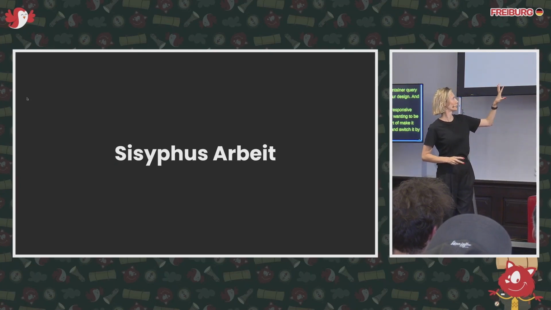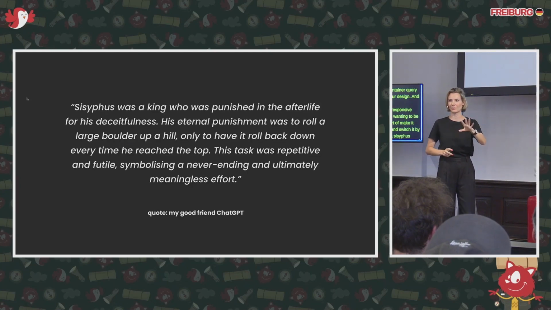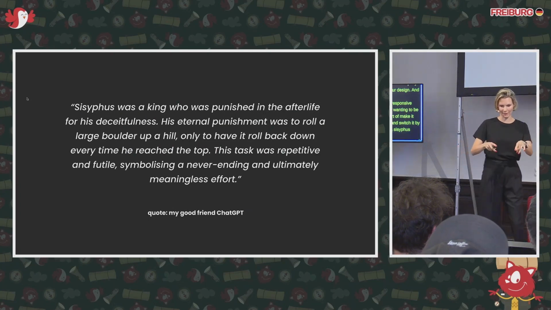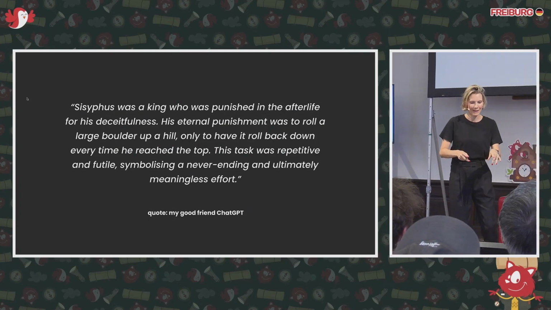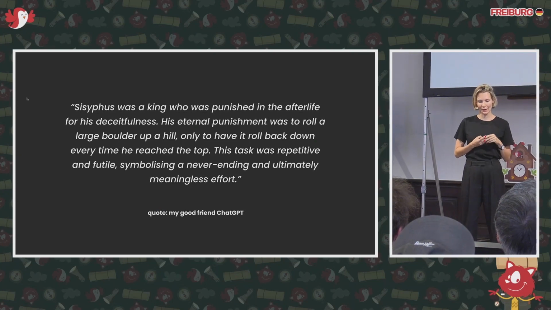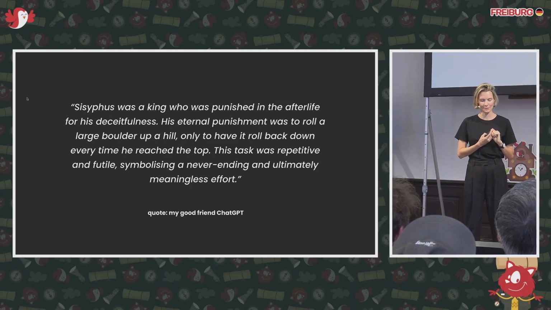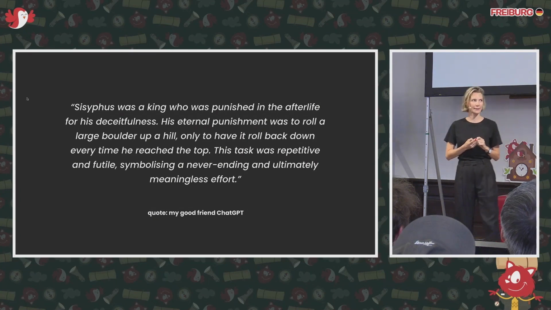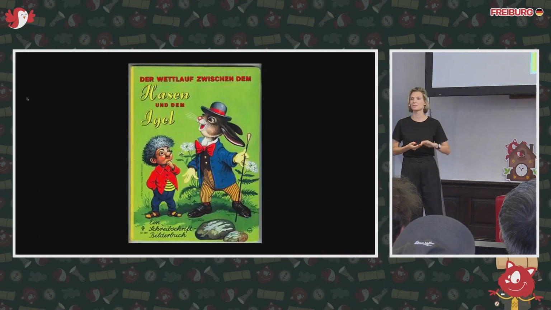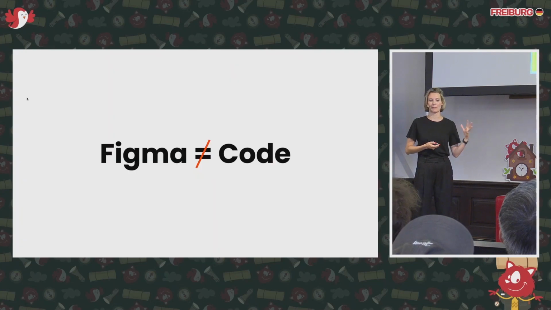Arbeit is the German word for work, and Sisyphus was this lovely guy. I'm going to read this. By the way, if I look down here, it's not because I'm shy, it's my prompter. So Sisyphus was a king who was punished in the afterlife for his deceitfulness. His eternal punishment was to roll a large boulder up a hill, only to have it roll back down every time he reached the top. This task was repetitive and futile, symbolizing a never-ending and ultimately meaningless effort. Sounds about right. Yeah? So let's not do that. Let's not go there. We want to do something better.